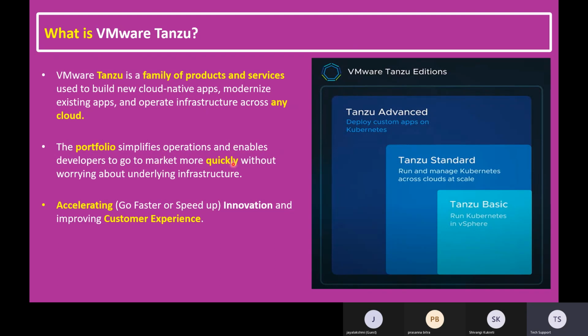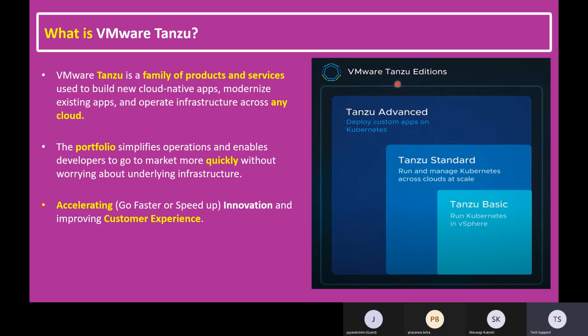Any customer who wants to deploy applications in production need not worry. We can use an enterprise Kubernetes product, that is VMware Tanzu, more quickly without worrying about the underlying infrastructure, because with Tanzu you need not worry about your infrastructure. You can run anywhere. And accelerating means going faster, speeding up innovation and improving customer experience. That is the importance of Tanzu.